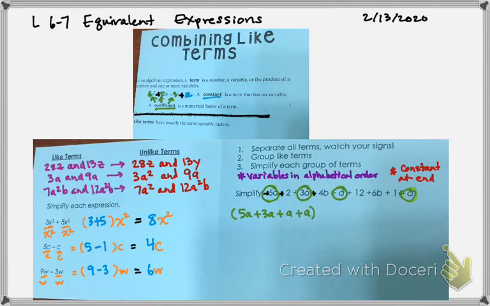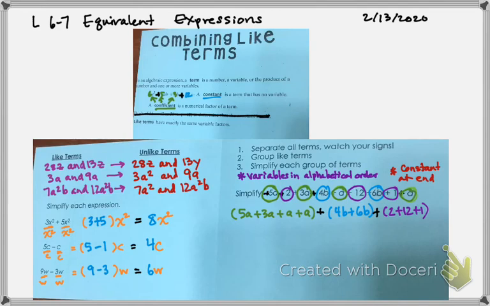So let's go ahead and add to that. Let's find the next group of variables. I see 4b and I see a 6b. So that's going to go in parentheses. We've got 4b and 6b. And then we're going to look for constants. So we're going to add. I see a 2, a 12, and a 1. So 2 plus 12 plus 1. And then I just start doing math.